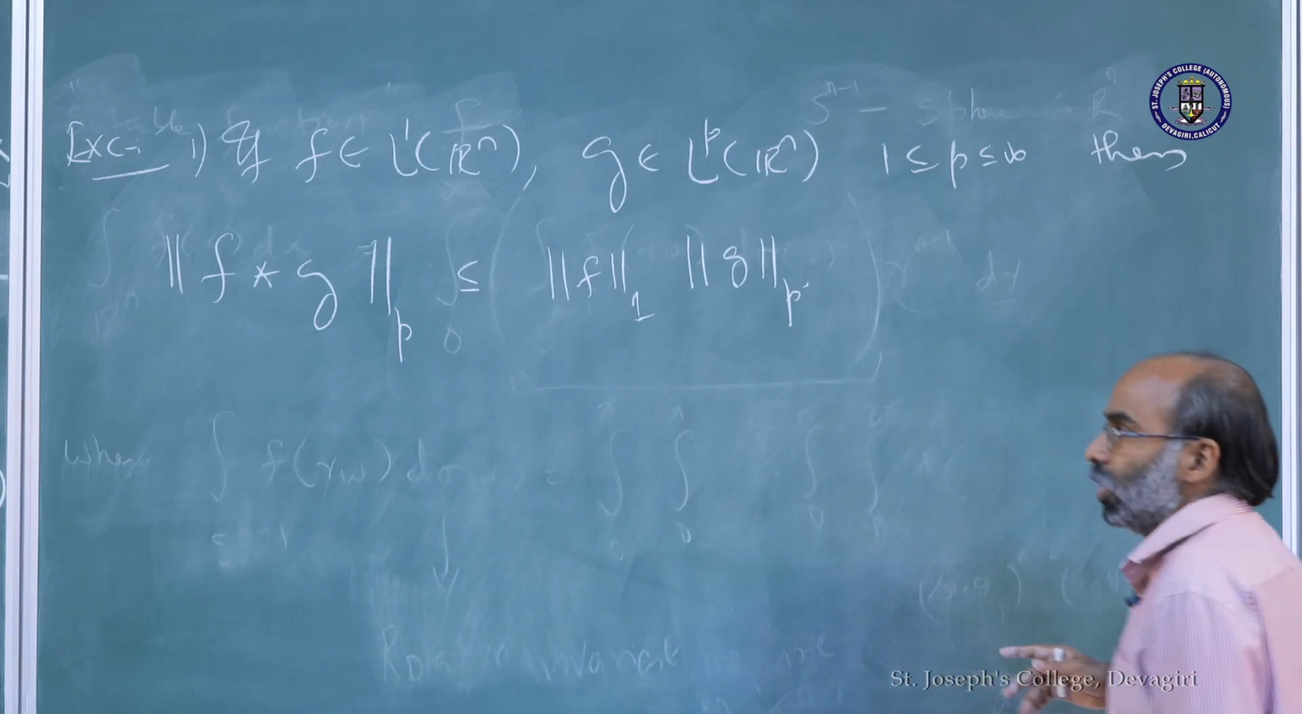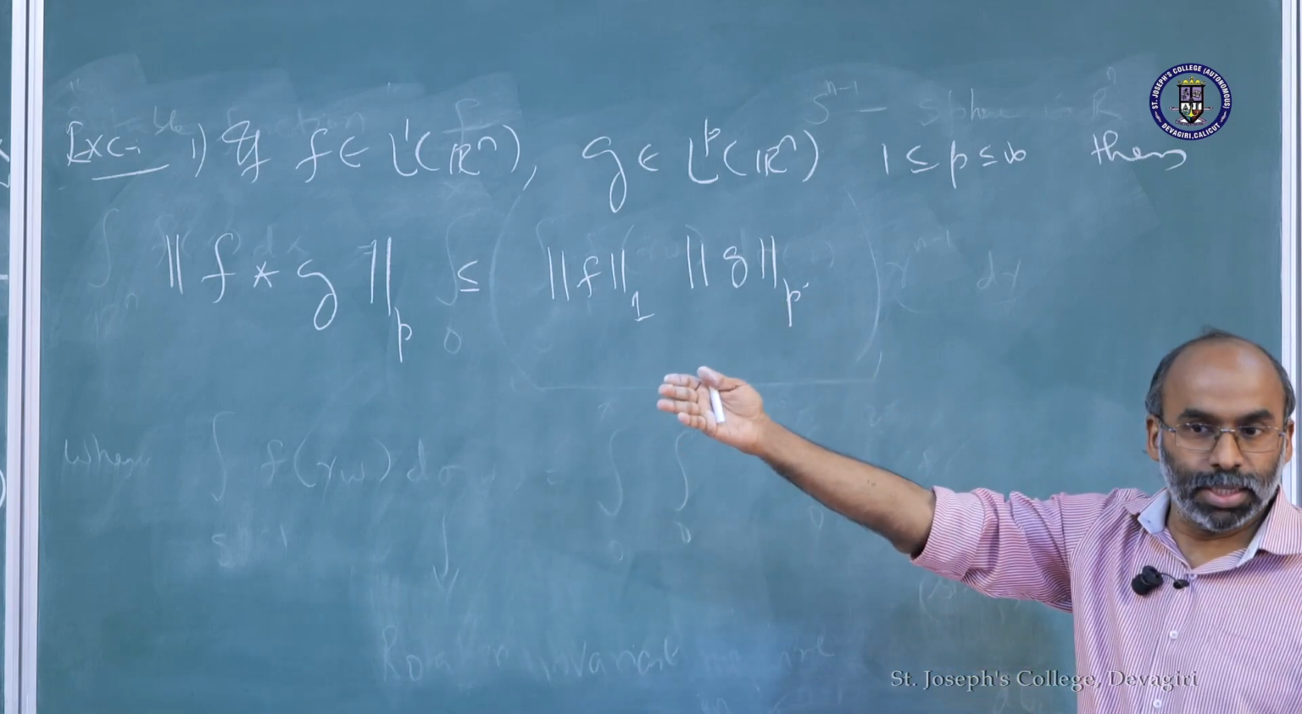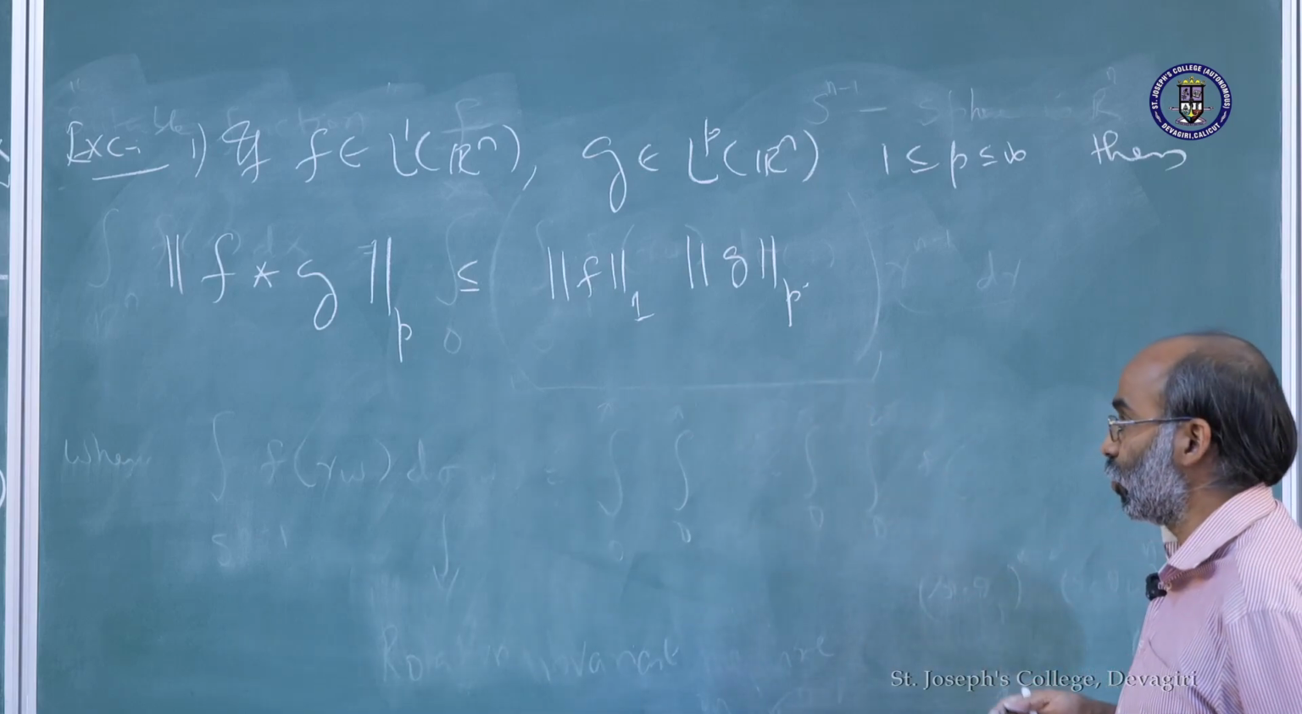Okay. So, we are using the fact that continuous linear functionals on LP are given by things in LQ, where 1 by p plus 1 by q equal to 1. So, you can use that.